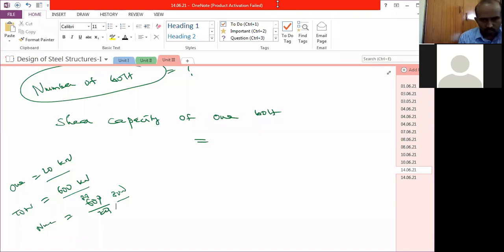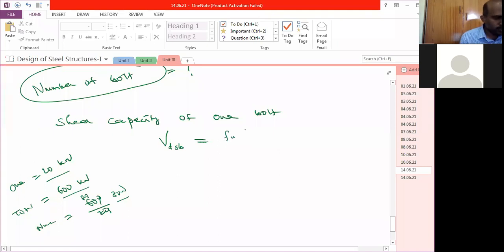How many of you know this? Remember this equation, please write it down: Vdsp is equal to fub divided by √3 times gamma m0 gamma mb, multiplied by nn and Anb. I hope you remember this equation. Many times we have used it in the bolted connection.